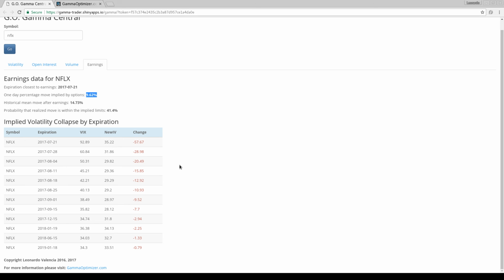So this is the earnings tab. I hope you enjoy it. It's very simple to use. It's very simple to identify. If you have questions about how to use it, just send me the questions here in the YouTube video, or you can do it also in the Gamma Optimizer room, whatever is more convenient for you folks.